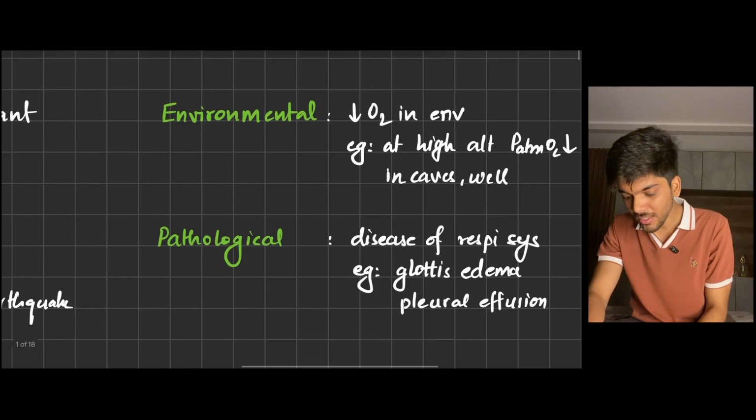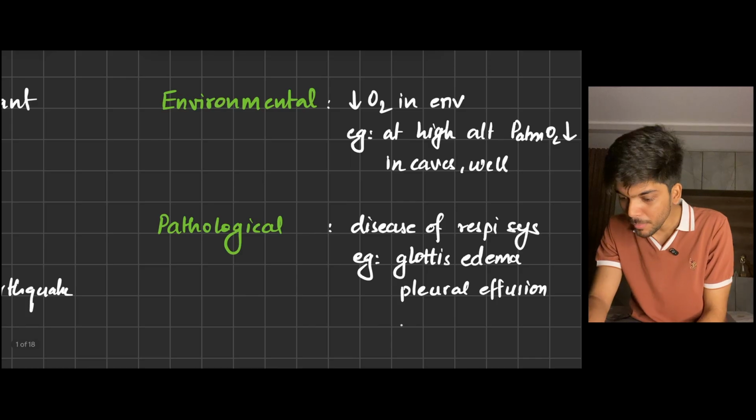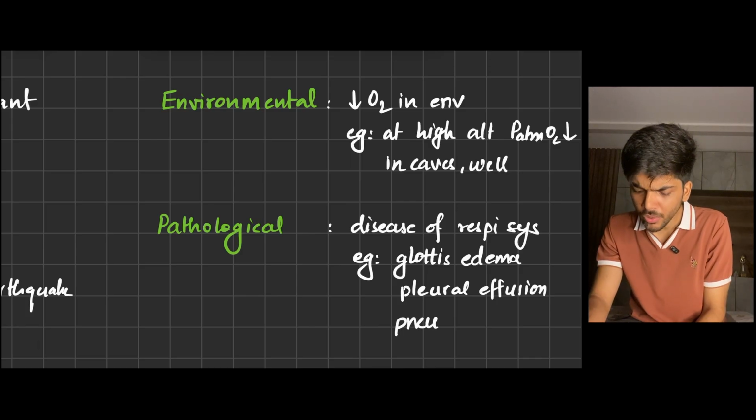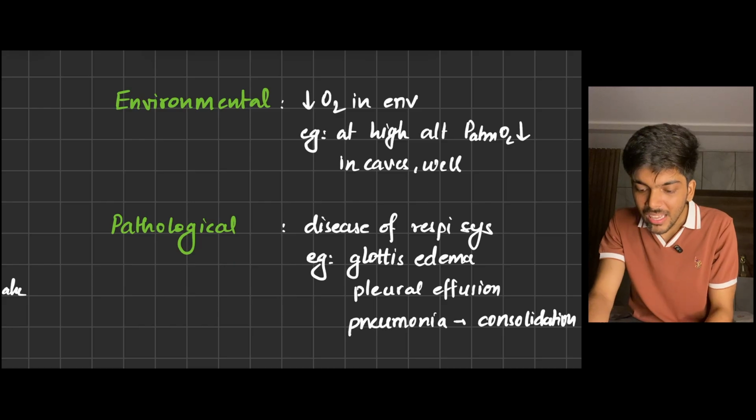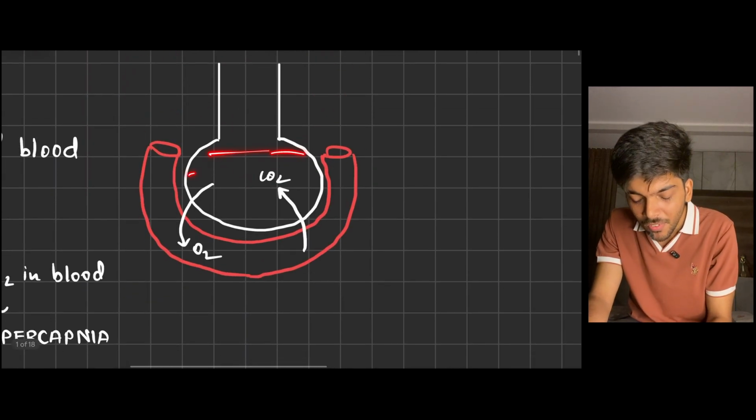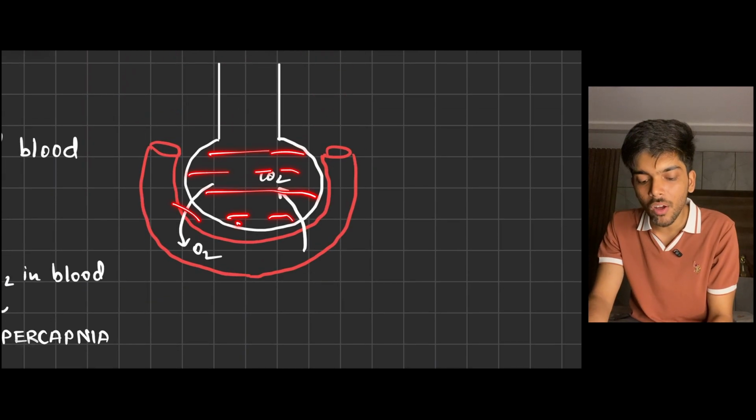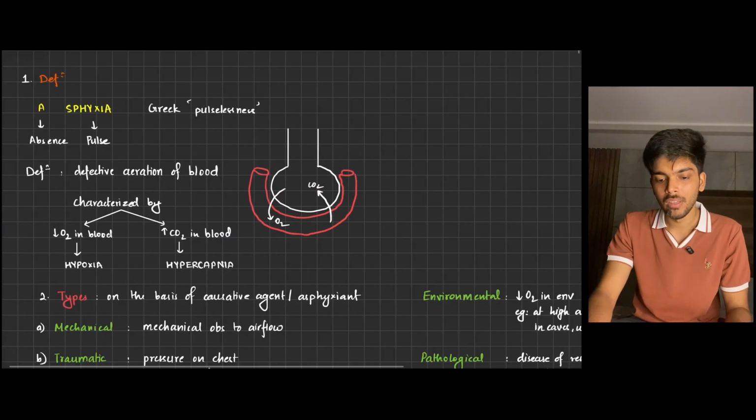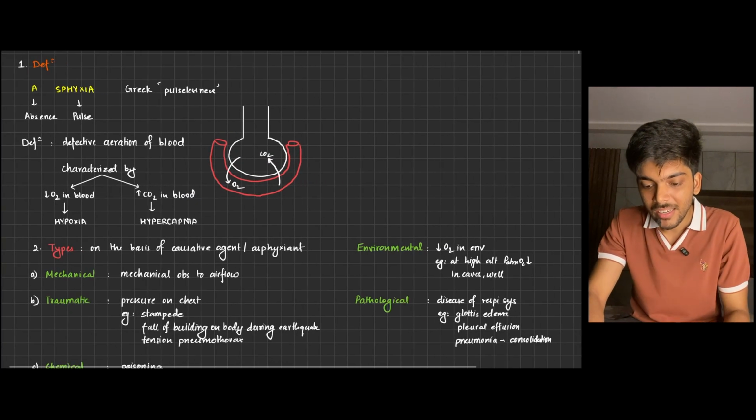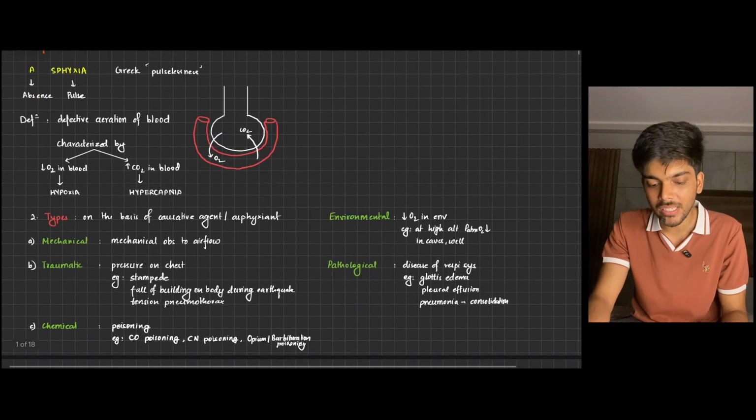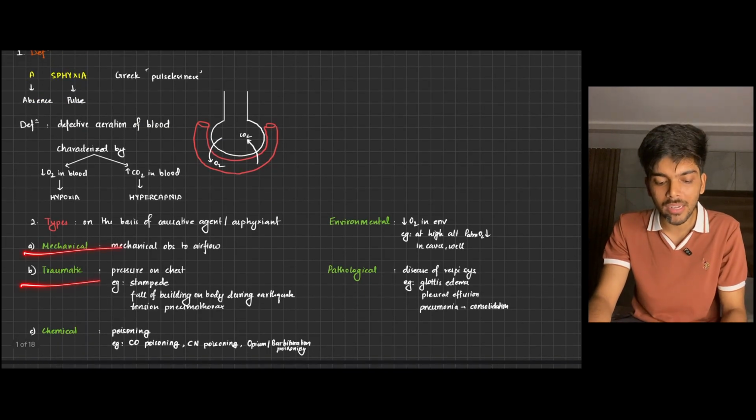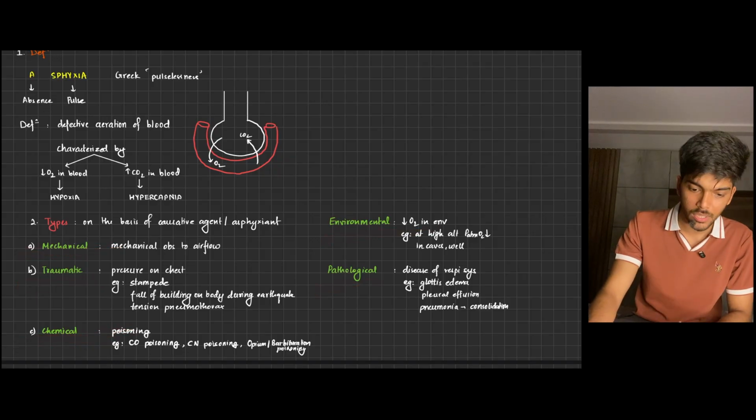And finally, another example could be pneumonia. Why pneumonia? In pneumonia, there is consolidation of lung. That is, the alveoli is filled with inflammatory fluid, and if the alveoli is filled with inflammatory fluid, exchange of gases won't take place. And with that, we are done with the definition of asphyxia and the various types of asphyxia. What are the various types of asphyxia? The mechanical, traumatic, chemical, environmental, and pathologic.